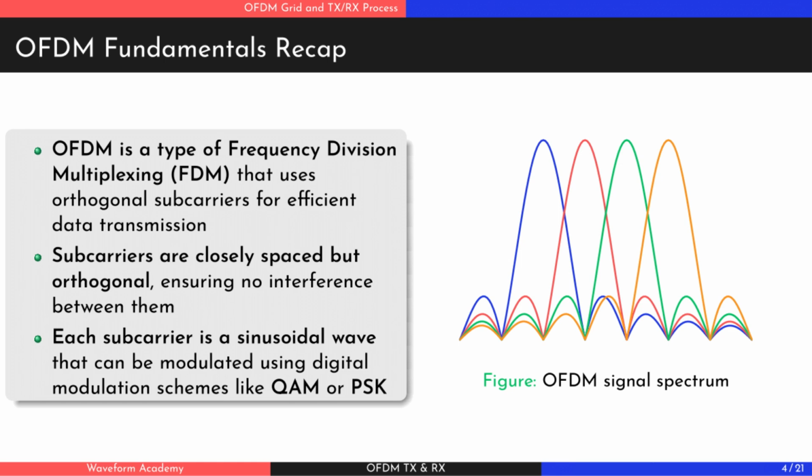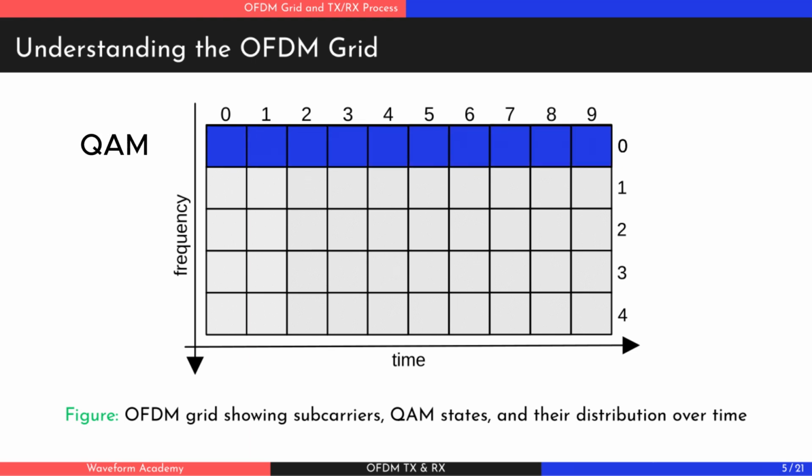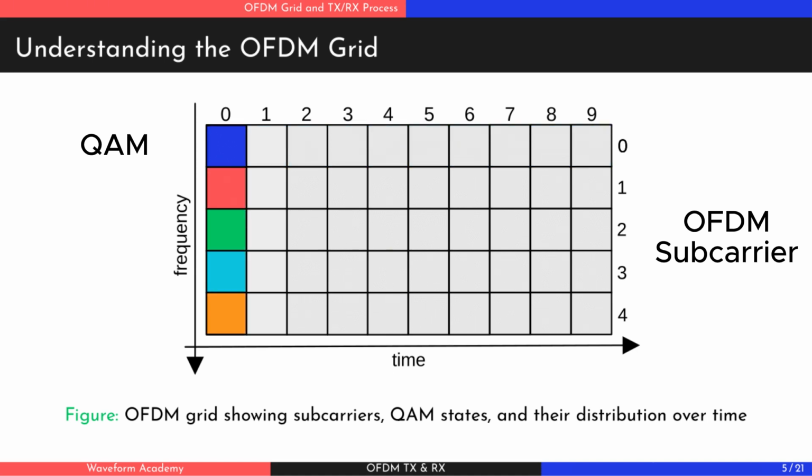If you're not familiar with these concepts, be sure to watch that video first to better understand the fundamentals before we move forward. One of the key concepts in OFDM is the OFDM grid, which maps all QAM states in a 2D plane, where the x-axis represents time and the y-axis represents frequency. Each square in the grid corresponds to a single QAM state. By selecting all states at a specific frequency, we obtain the set of QAM states that modulate a single subcarrier. On the other hand, taking all subcarrier states at a specific time index forms an OFDM symbol.